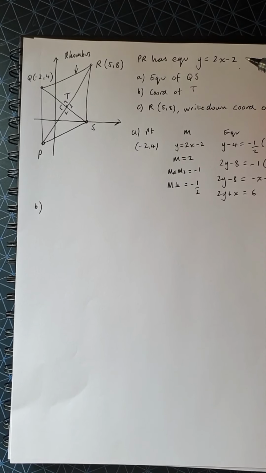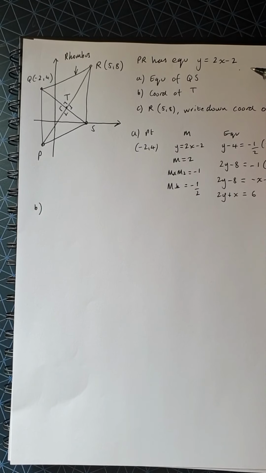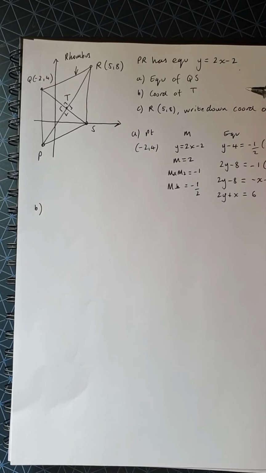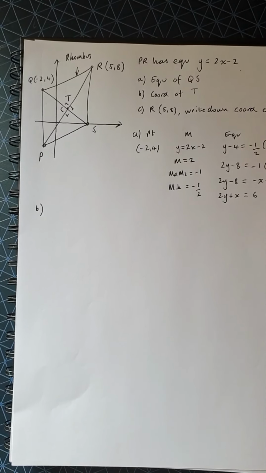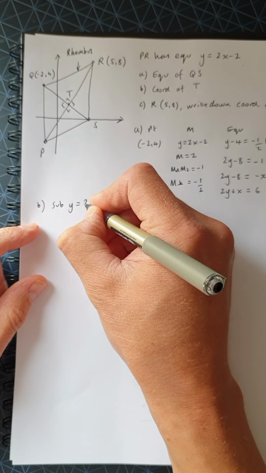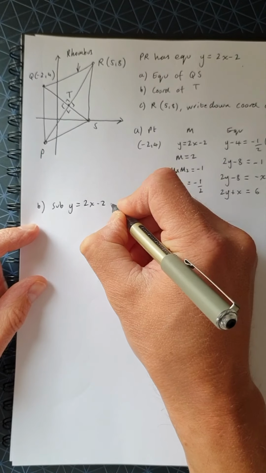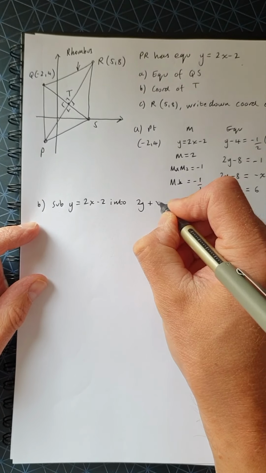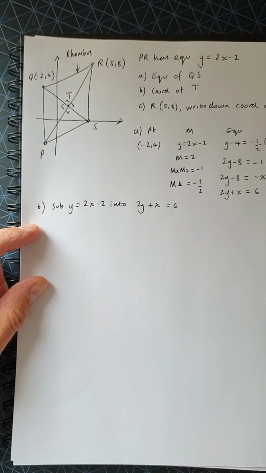Well, I am going to use simultaneous equations, but I can use the process of elimination, or I can use the process of substitution. If you have a letter on its own equals something in terms of another letter, then you can use substitution. You don't always have to use elimination. So I'm going to go with substitution. So I'm going to sub y equals 2x minus 2 into 2y plus x equals 6.